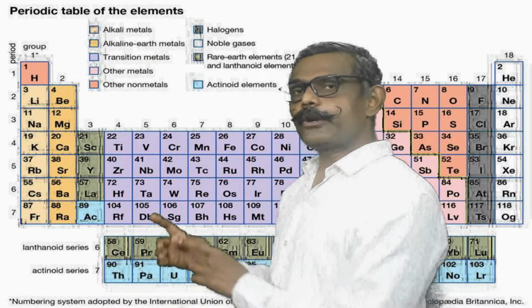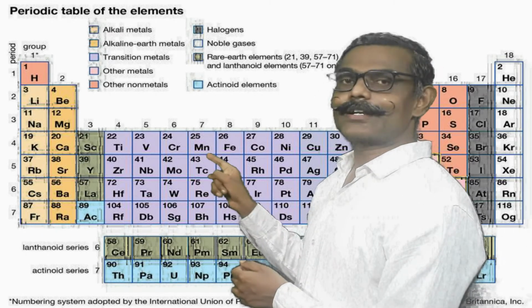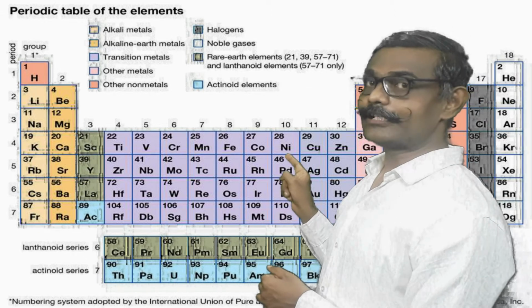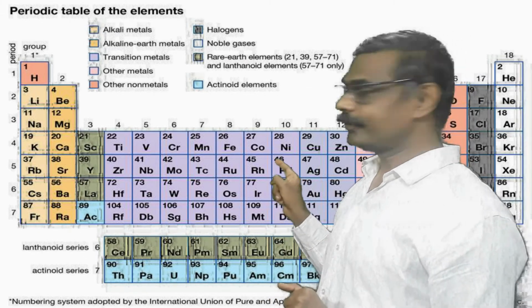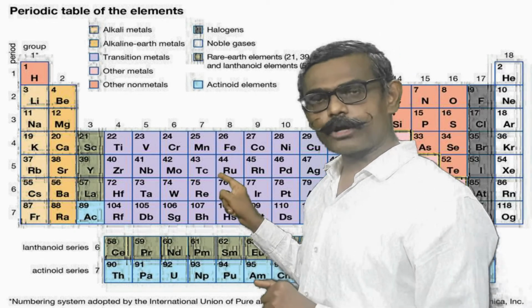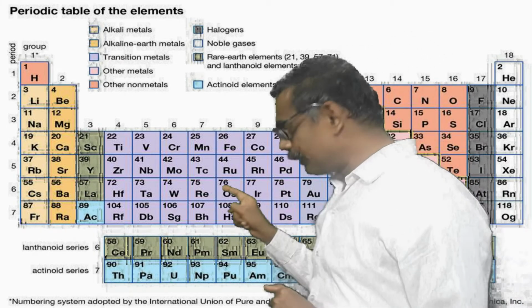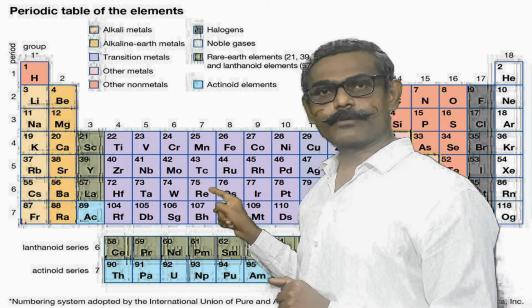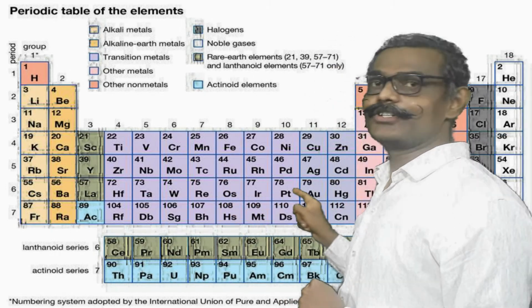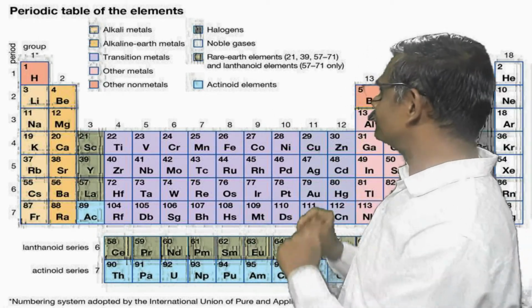If you see the periodic table, the first transition series starts from scandium. That is called the 3d series. The second transition series starts from yttrium, the 4d transition series. The third transition series starts from lanthanum. It is our 5d transition series. It is found. See the graph now.